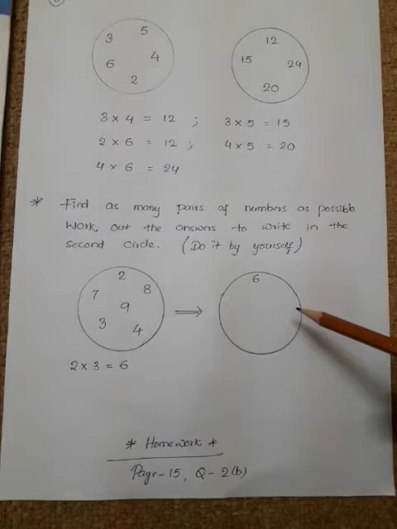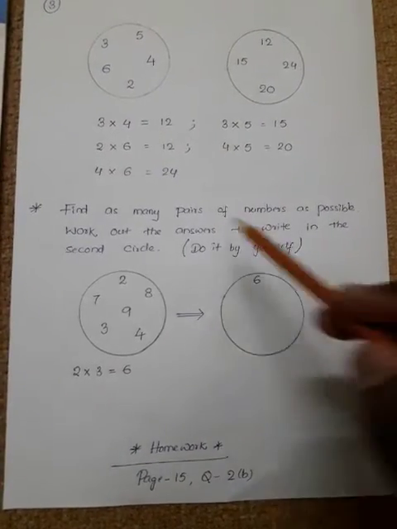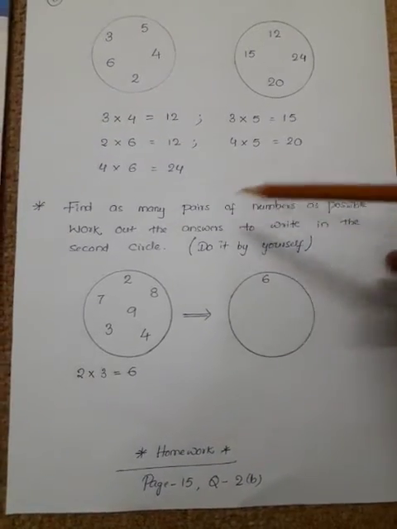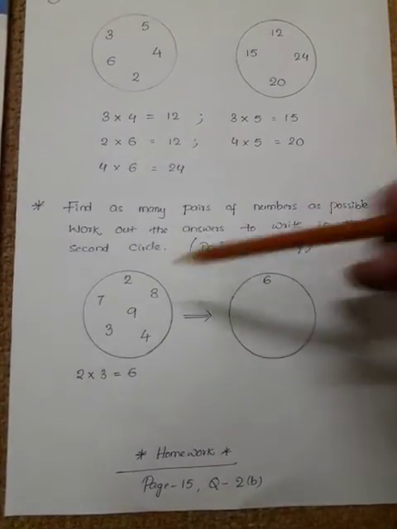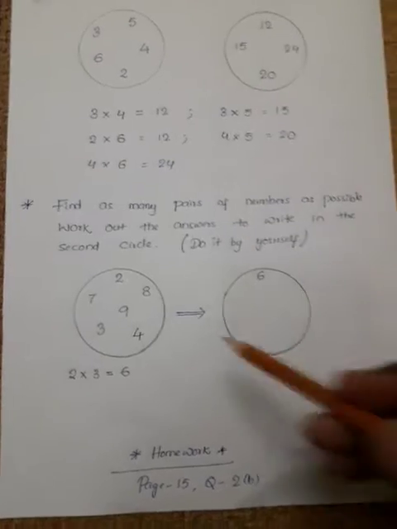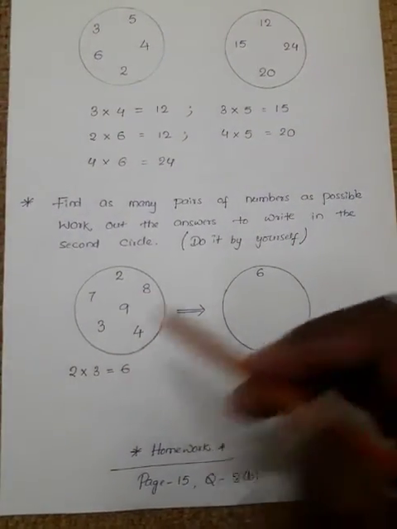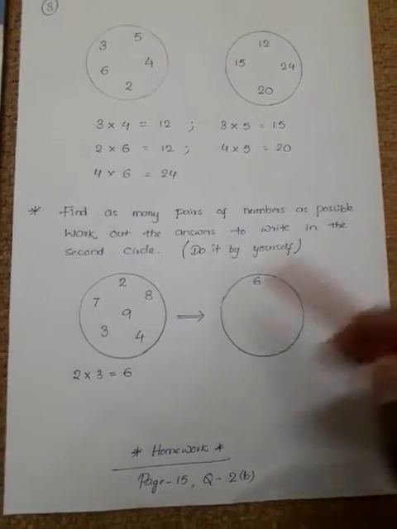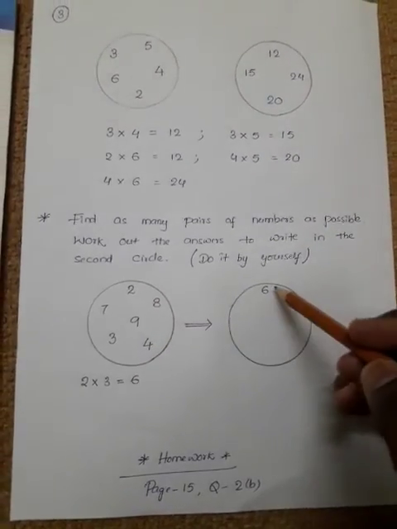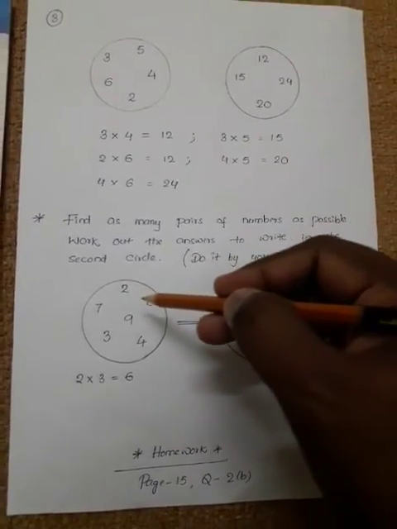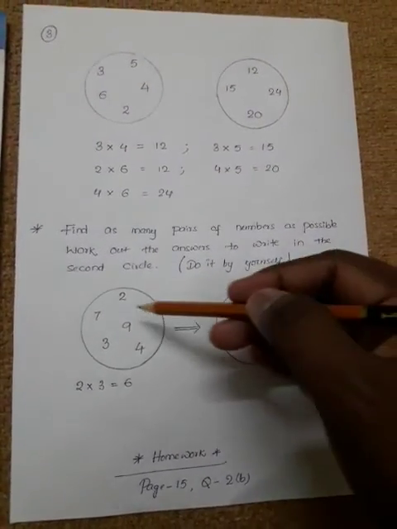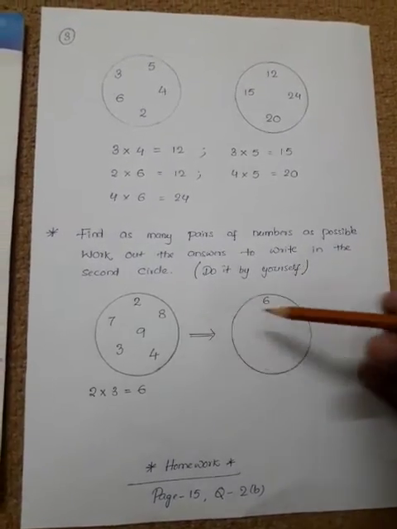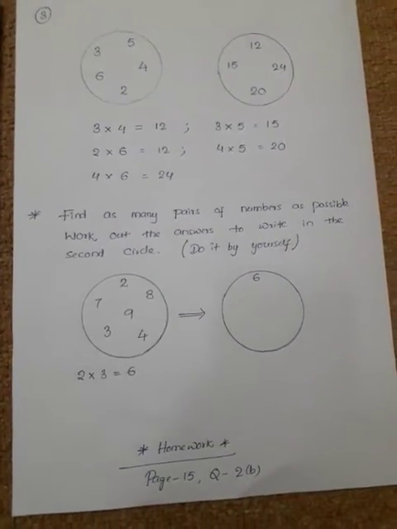Okay, understand? So what I did, find as many pairs of numbers as possible, work out the answers, and write them in the second circle. You have to write in the second circle. Like I take as example, 2 multiplied by 3 is 6, so I wrote here 6. Next 2 multiplied by 4 is what? 8, you can write 8 here. Next 2 multiplied by 8 is 16, write 16 here. 2 multiplied by 7 is 14, write 14 here. 2 multiplied by 9 is 18, write 18 here, like this way, understand?